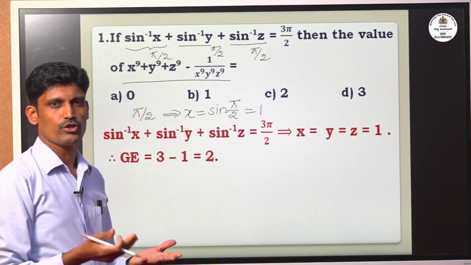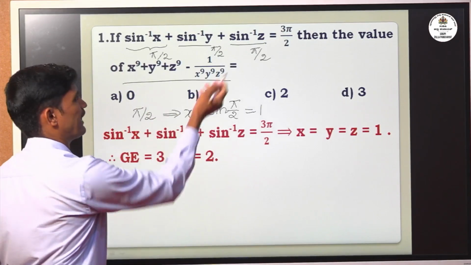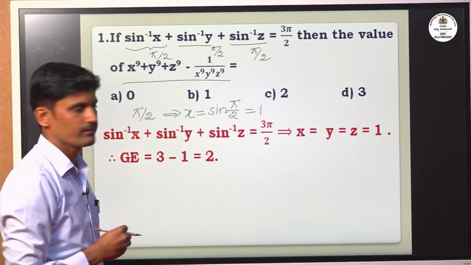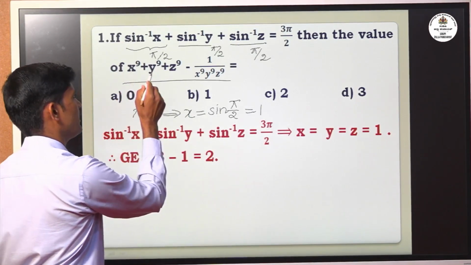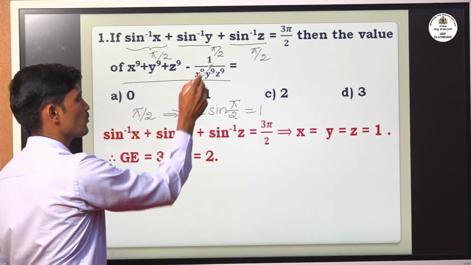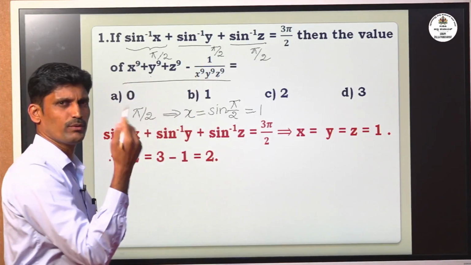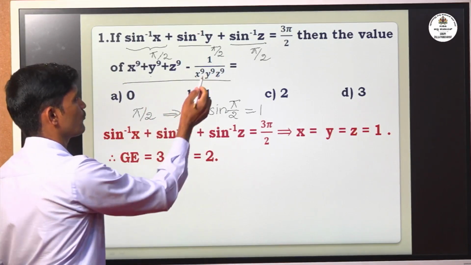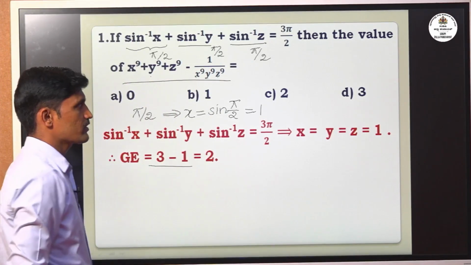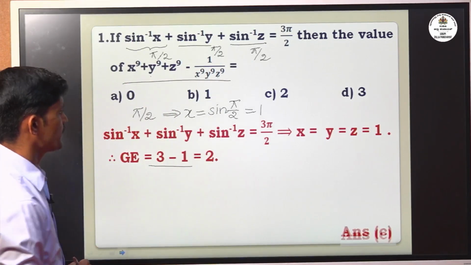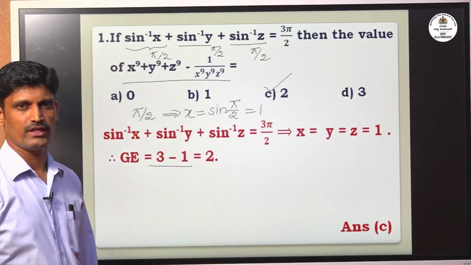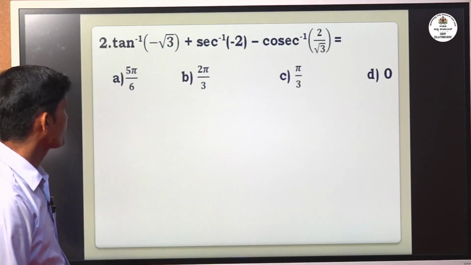After getting the values of x, y and z, we can get any expression given in the question. You need not depend on this particular question. So x is 1, y is 1, z is 1, so 1 plus 1 plus 1, 3, minus 1 by 1 into 1 into 1, 1 to the power 9 is 1 only. Therefore, it is 1 plus 1 plus 1, 3, minus 1. So, the answer is 2, that is option C. This is the right answer. Hope you have understood. We will go to the second question.